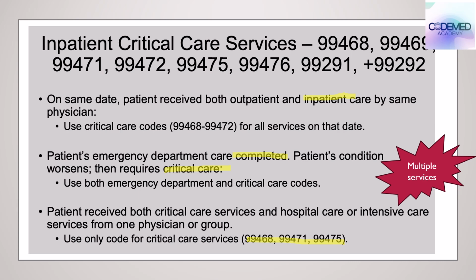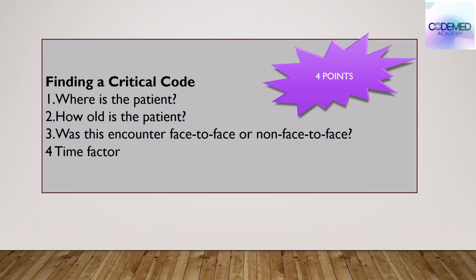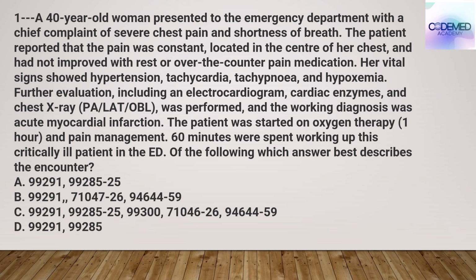That's very important. So while finding the critical care code, what are the criteria we use? First is, where is the patient? Second is, how old is the patient? Third is, was this encounter face to face? And fourth is the time factor. We will consider all these four things to zero down our code. Now let us take our first example.